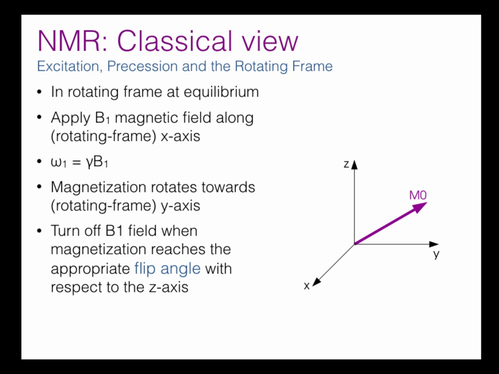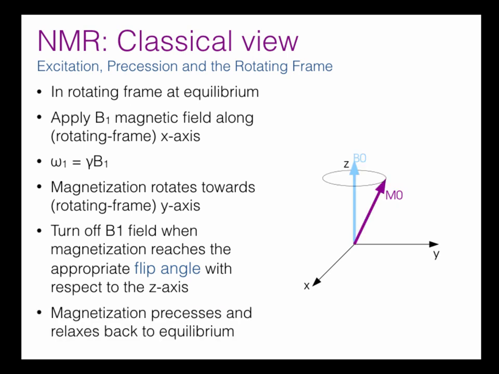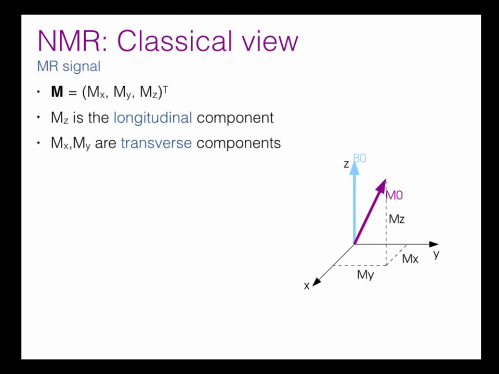We call the angle it's excited by the flip angle. By applying either more B1 or the same B1 for a longer time, we can change that flip angle to be anything from 0 up to 90 or even beyond to 180 degrees and further around. So basically we apply a B1 magnetic field along the rotating frame x-axis. The magnetization rotates towards the y-axis, and then we turn it off and we obtain the flip angle we want.